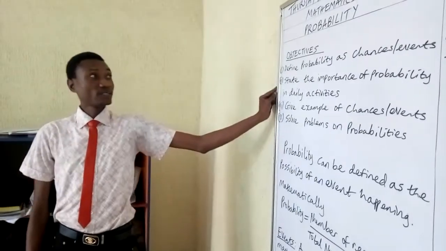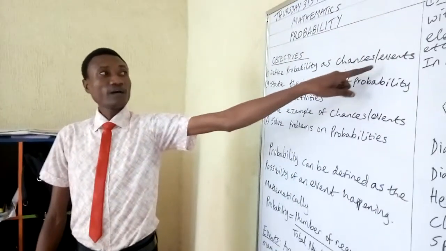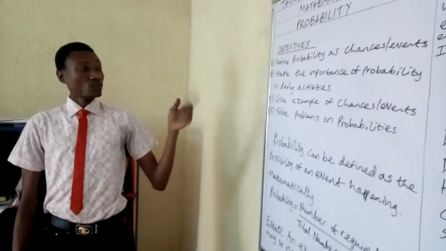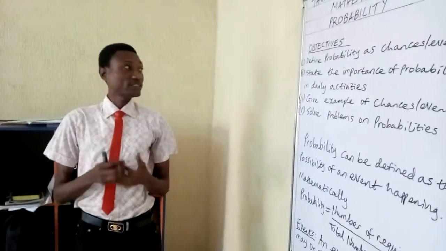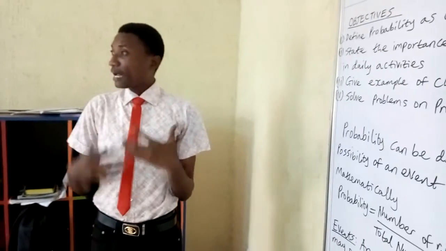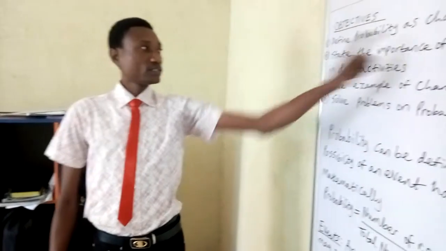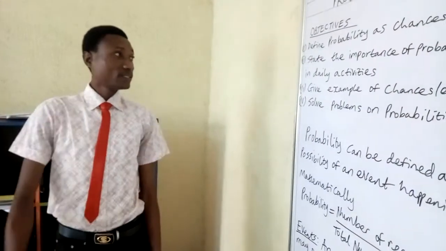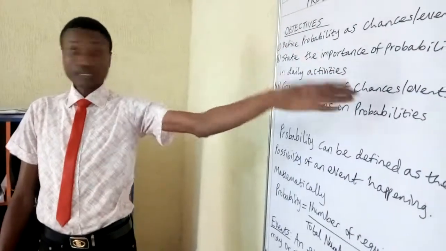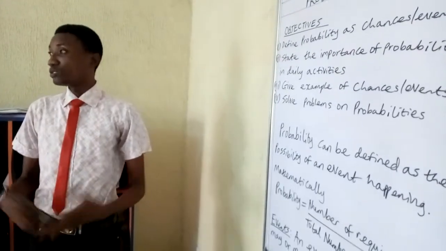The first one is, we want to define probability as chances or events. Then, we want to state the importance of probability in daily activities. That is, what are the information that we need on probability concerning our daily activities. Then we'll give examples of chances to events. Then we'll solve problems on probability.